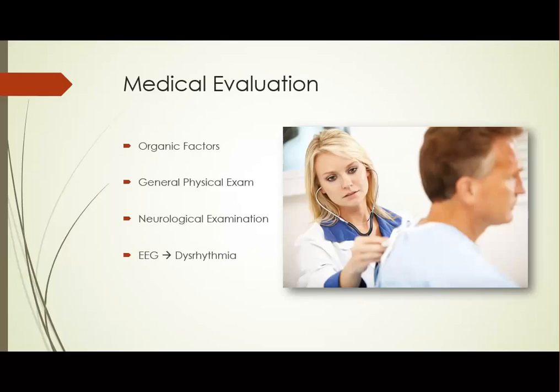An EEG is an electroencephalogram. It assesses brainwave patterns in awake and sleeping states. It gives a graphical record of the brain's electrical activity. An EEG can show a dysrhythmia, an irregular pattern in the brain's electrical activity.